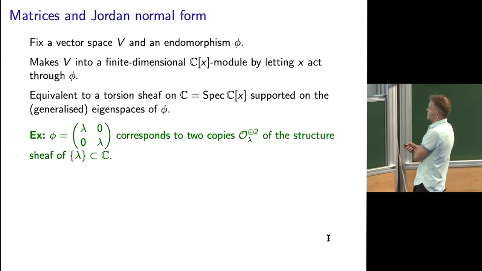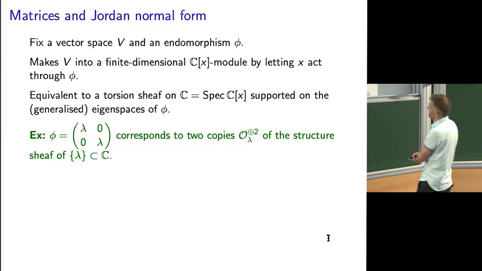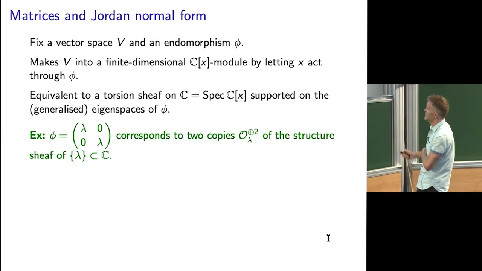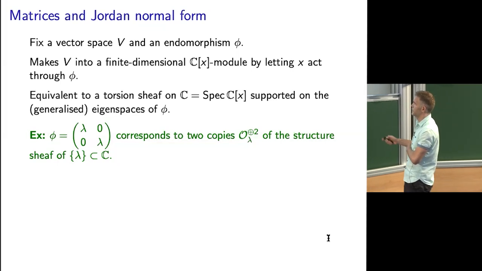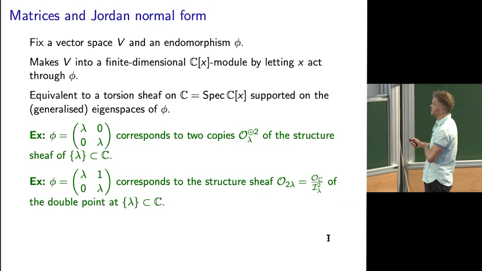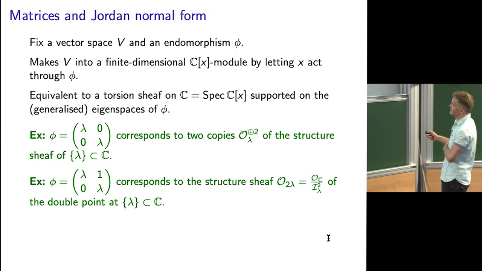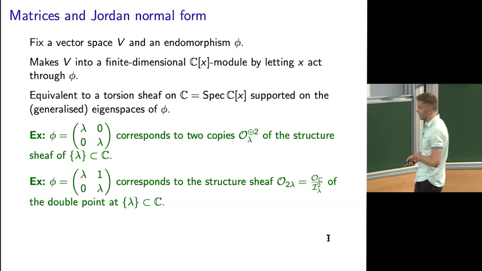Okay, so exercise. This is really worth doing. This is really an exercise about matrices. So here's a silly matrix, a multiple of the identity. That corresponds, under the Spec correspondence, check you're happy that it really corresponds to two copies of the structure sheaf of the point lambda, of the eigenvalue. Whereas, if you take this Jordan normal form, what does this correspond to? So really check what module this gives you over C[X] and what sheaf that corresponds to. What you should find is it's very similar, but it's not the same. It's the structure sheaf of the thickened point 2 times lambda, the double point at lambda.